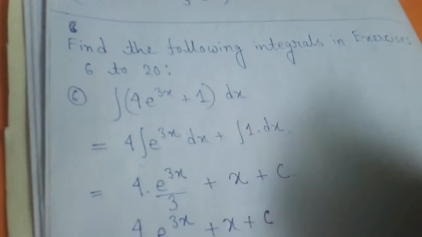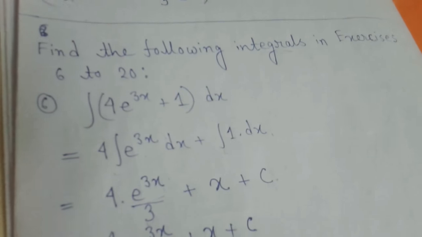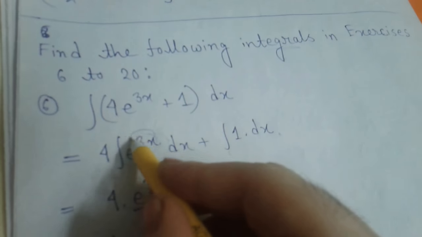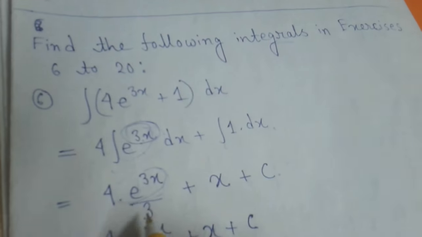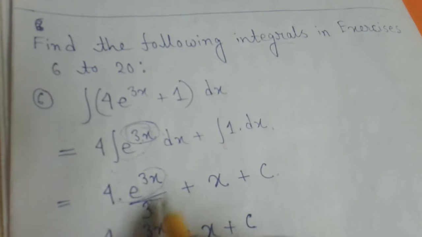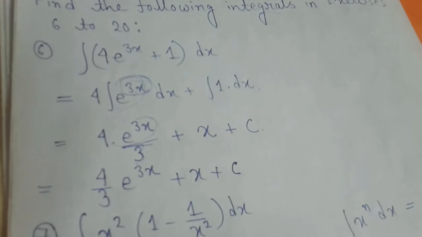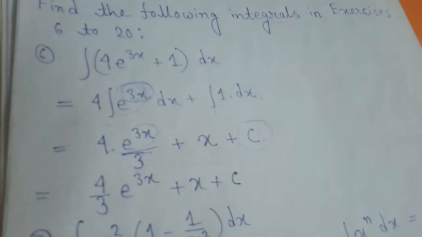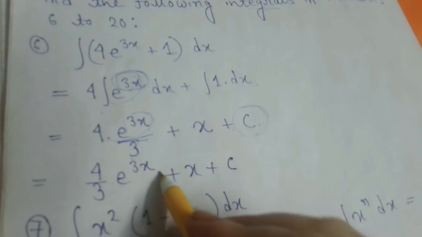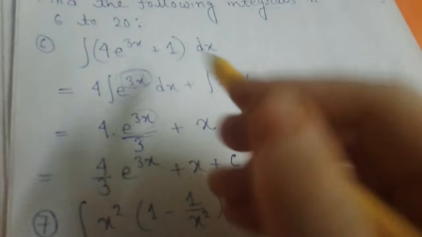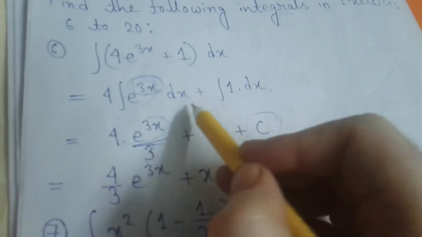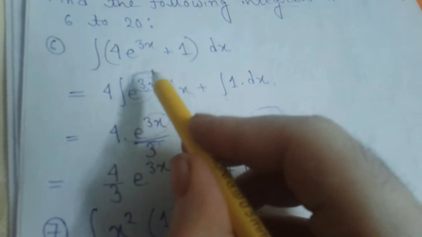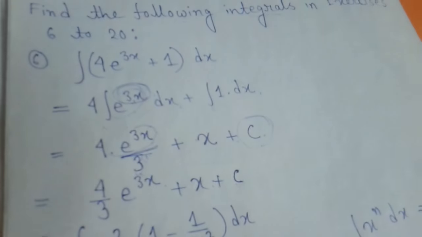Actually, integration of e to the power x gives e to the power x, and integration of e to the power 3x gives e to the power 3x. Now the derivative of 3x is 3, so divide by 3. Always, integration divides and differentiation multiplies. And integration of 1 is x plus constant c. That is 4 by 3 e to the power 3x plus x plus c. Integration of e to the power 3x is e to the power 3x, and if we take the derivative of 3x we get 3, so divided by 3.